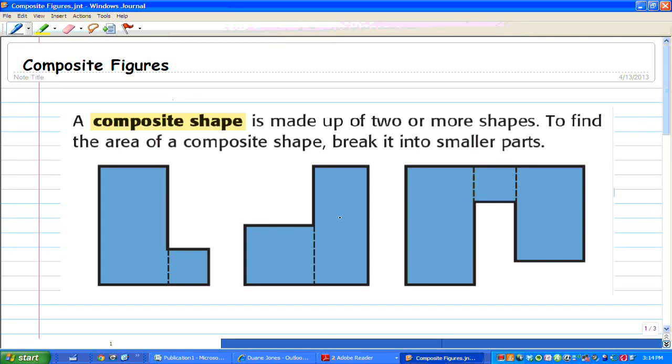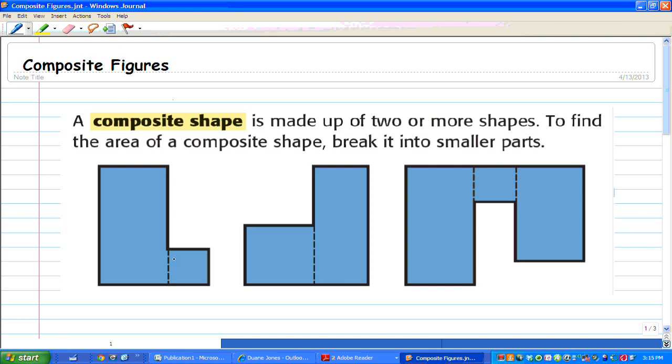Alright, this video is going to teach you about composite figures or shapes, depending on what you want to call it. A composite shape or figure is made up of two or more of the 2D figures that we have studied. For example, here we have some composite shapes, and if you wanted to find the area of these shapes, you would break them up into smaller parts and then find the area of the parts, add them together, and it would be the area of the overall shape.